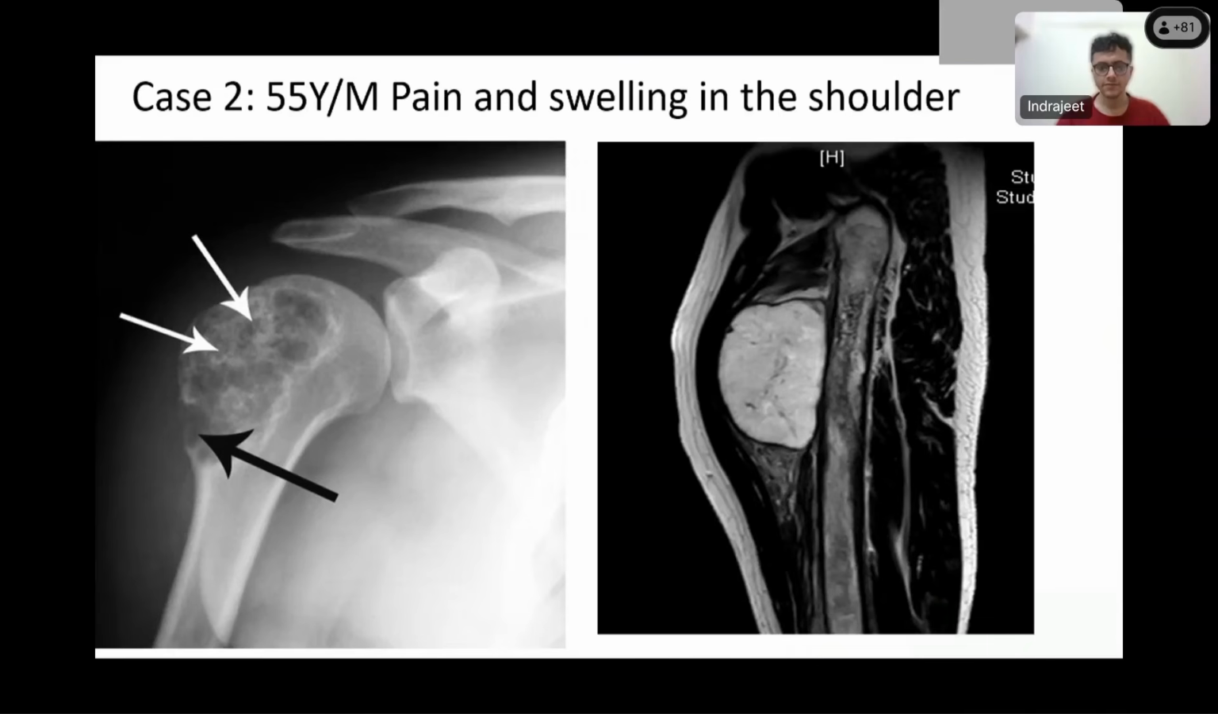Yeah. So, Prakash, while you are on this case, can you also take on this radiology? This is now a 55-year-old male patient with pain and swelling in the shoulder region.